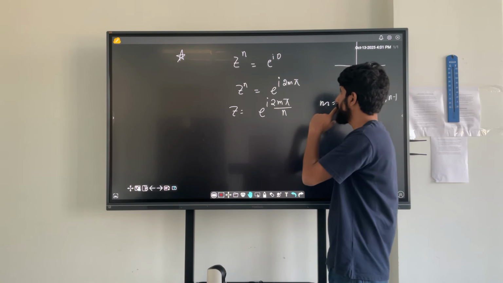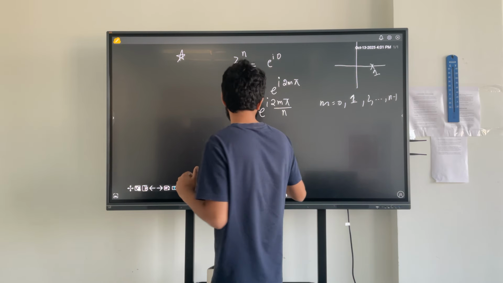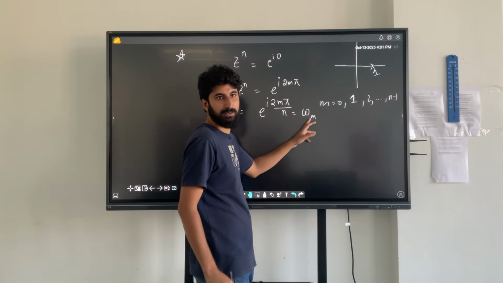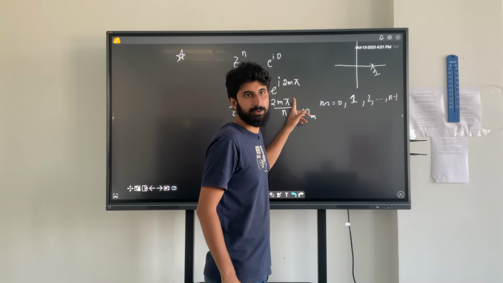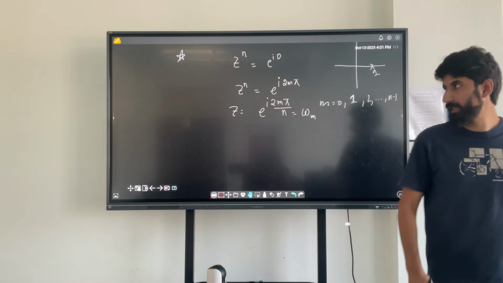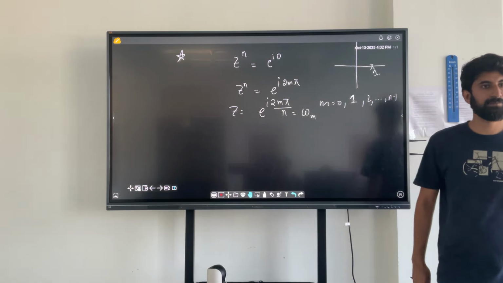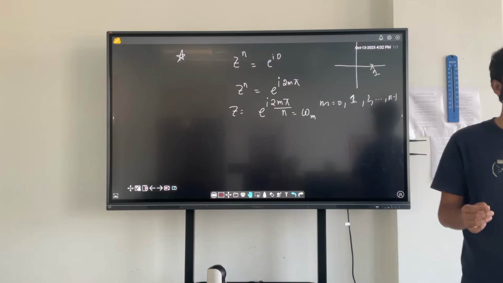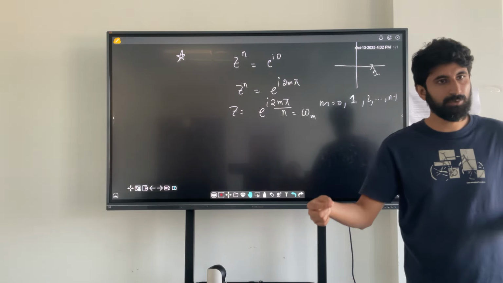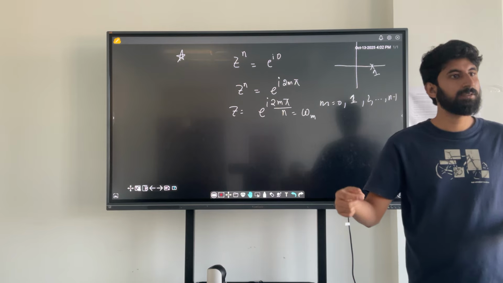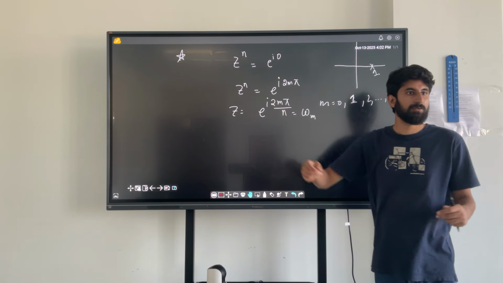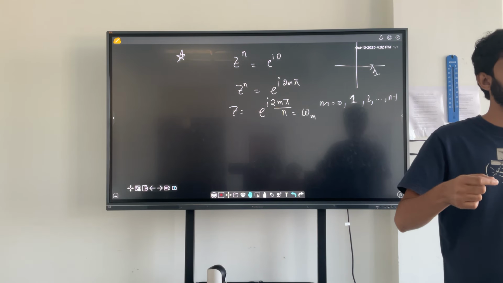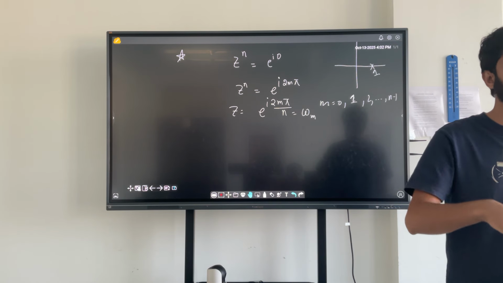Now, let's try to figure out some relations. Let me call this omega m because this is the mth solution to the nth root of unity, and m goes from 0 to n minus 1. Now, if you remember quadratic equation, there were relations between what? Zeros, right? This is a polynomial. For a quadratic equation, there was a relation between zeros and the coefficients, right?